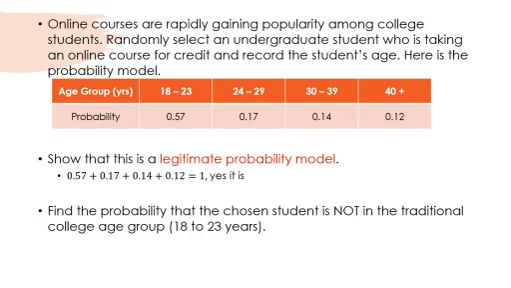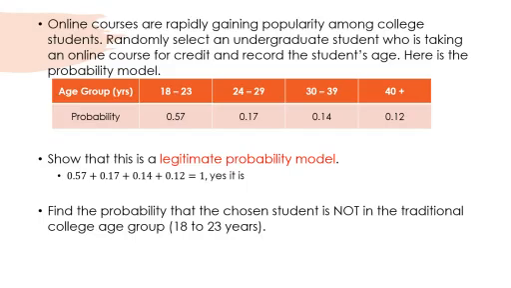So now the next question. Since it is a legitimate probability model, we're good, we can move on to the next thing. If it wasn't, then we wouldn't be able to answer anything else because we're missing some probability somewhere. So find the probability that a student chosen at random from this group is not in the traditional college age group, 18 to 23. There are two ways you can do this.